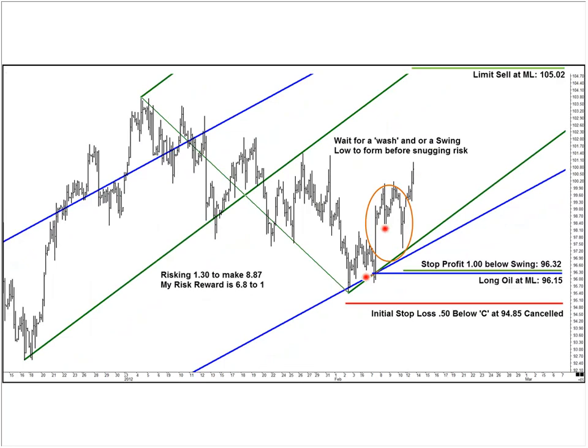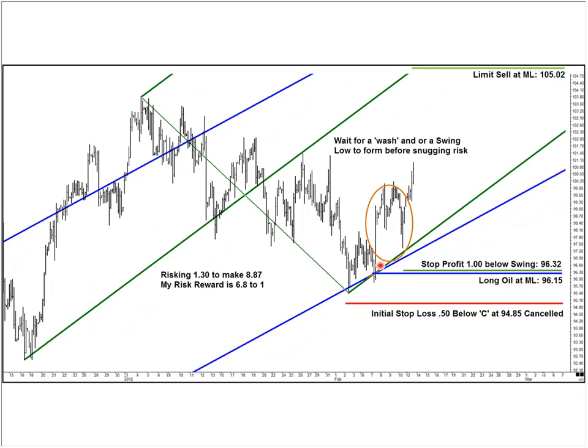Price zooms higher after I get long, continues a bit higher, pulls back, continues, makes another new high. Now I'm very slow to move my stops because I don't want to get washed out of this trade. And this is what's called a wash and rinse. You can see price is in a nice uptrend.